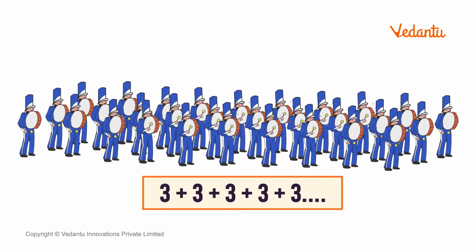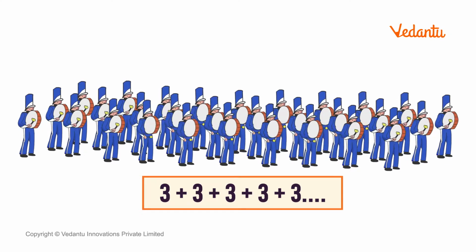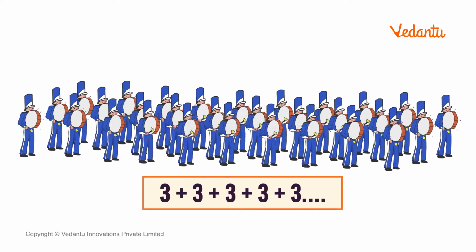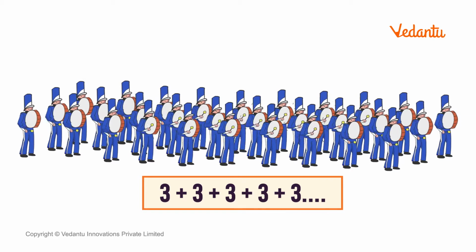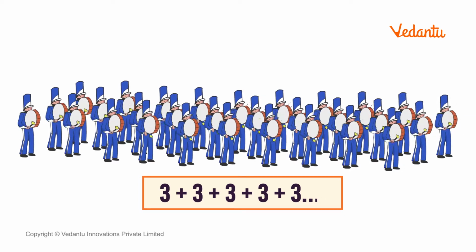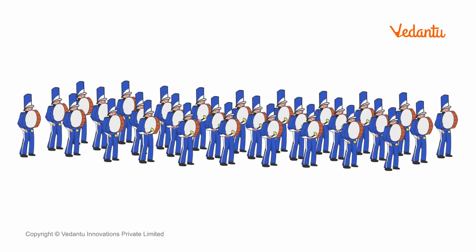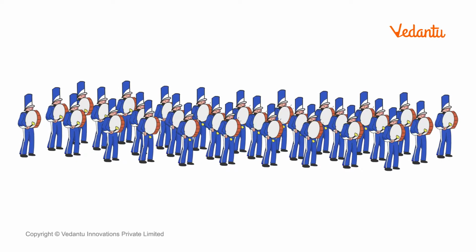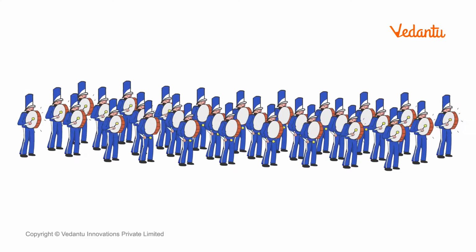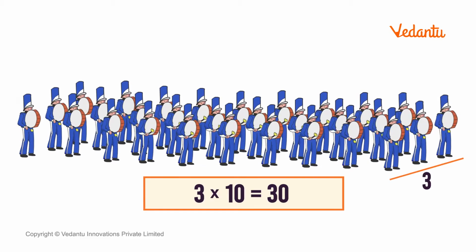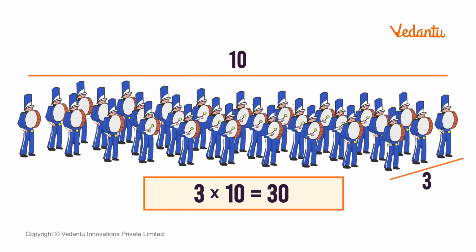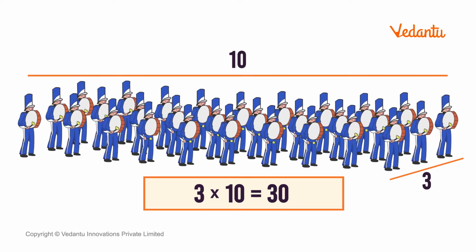Adding all these numbers so many times would be a very difficult task. By mistake, if we miss even one count, we will end up with a wrong number. This is when multiplications come to our rescue. Multiplication is a repeated addition after all. If we multiply 3 drummers per row by 10 rows, we learn that we have 30 drummers.